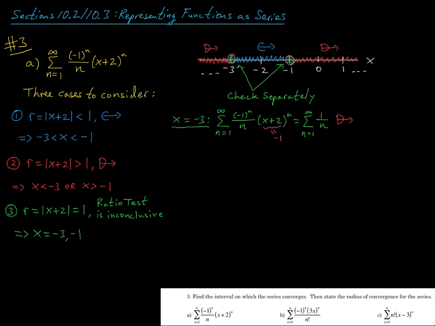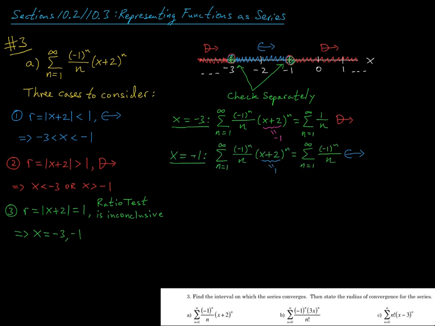And so (x + 2)^n is (-1)^n. And if I multiply that by (-1)^n, that just gives me ((-1)^2)^n, and that's just 1^n, which is, well, 1, right? So when x is -3, this series is equal to the harmonic series. And we know the harmonic series diverges, okay? So this series diverges when x is -3.